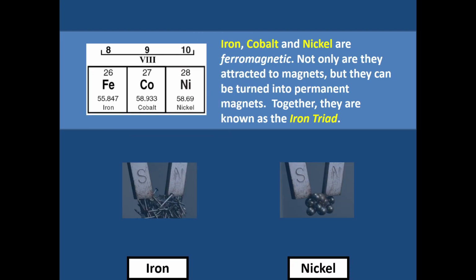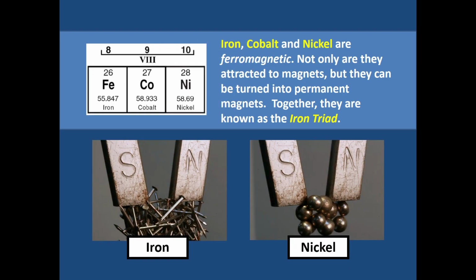So out of the metals, there are only 3 ferromagnetic ones: iron, cobalt, and nickel. Not only are they attracted to magnets, they can become permanent magnets themselves. They're known as the iron triad because they're all next to iron. Iron is probably the most ferromagnetic. Anything made out of iron will definitely attract to a magnet.